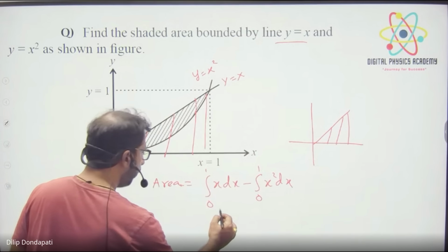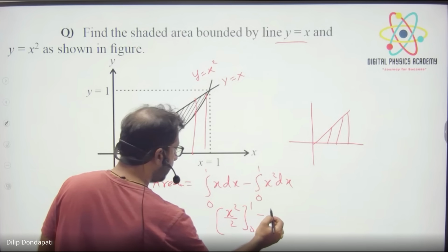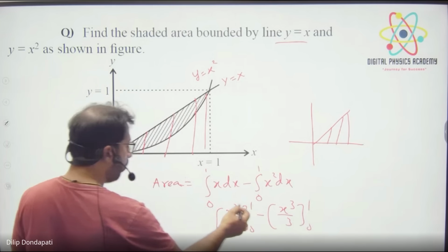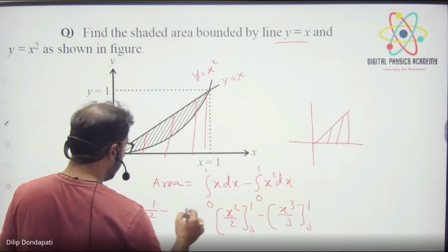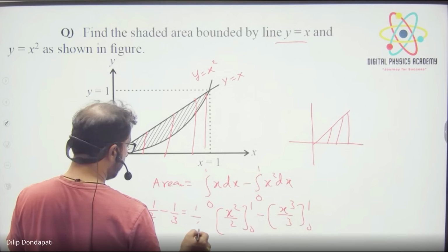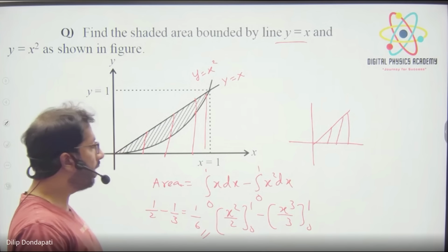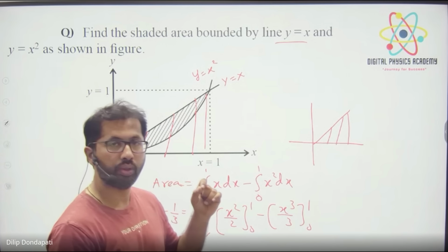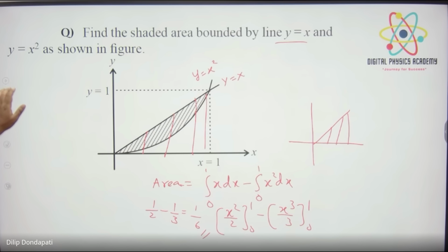So it will be x square by 2 minus x cube by 3. So 1 minus 0 is 1/2 minus 1/3. How much? 3 minus 2, 1/6. The area. The applications understood? Integration is nothing but area. Differentiation we use to find slope, for two points slope.